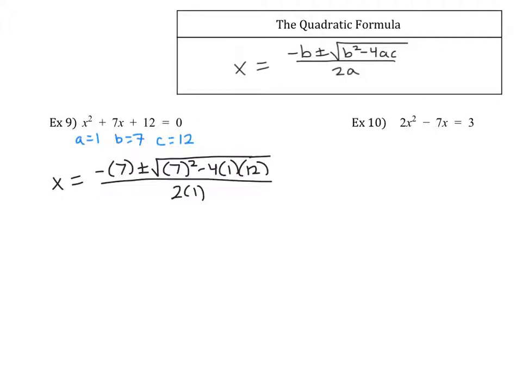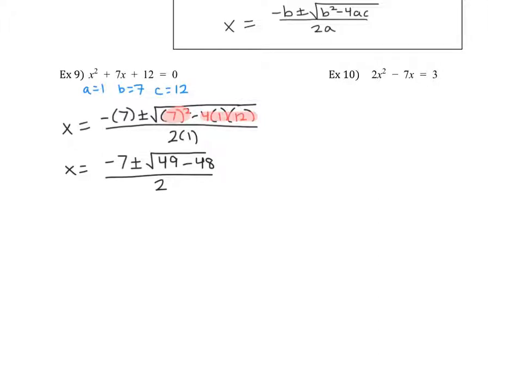Now we just start simplifying. So we have negative 7 plus or minus the square root of. I want to remind you that 7 squared means 7 times 7, which is 49. And then we have minus 4 times 1 times 12 is 48, all over 2. Now I'm going to simplify inside my square root right here. So we have x equals negative 7 plus or minus the square root of 1 all over 2.